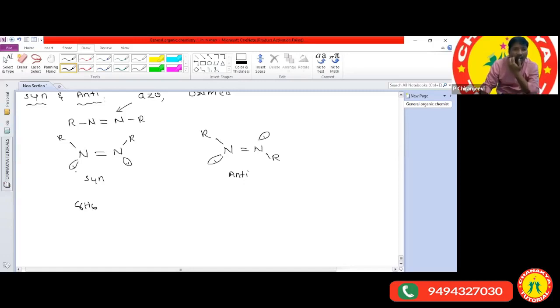Azobenzene, C6H5-N double bond N-C6H5. Here we have one lone pair and here also we have one lone pair, and this side one more C6H5. And one more structure I'm writing, N double bond N, with C6H5 on the opposite side, C6H5.